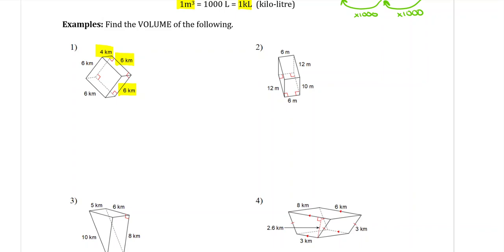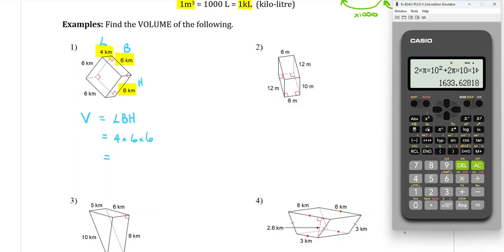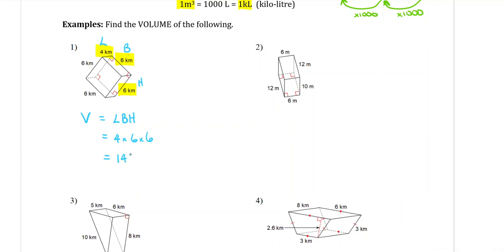Okay, so that's going to be a rectangular prism, and the formula for a rectangular prism is LBH. Because they're all next to each other, it means that they're going to be timesed. It doesn't really matter which one's the L, B and H, so I'm just going to go LBH down the side like that. And then I'm going to sub those in. So 4 times 6 times 6. And we put it in our calculator, and we get 144. This will be kilometres cubed because it is volume.